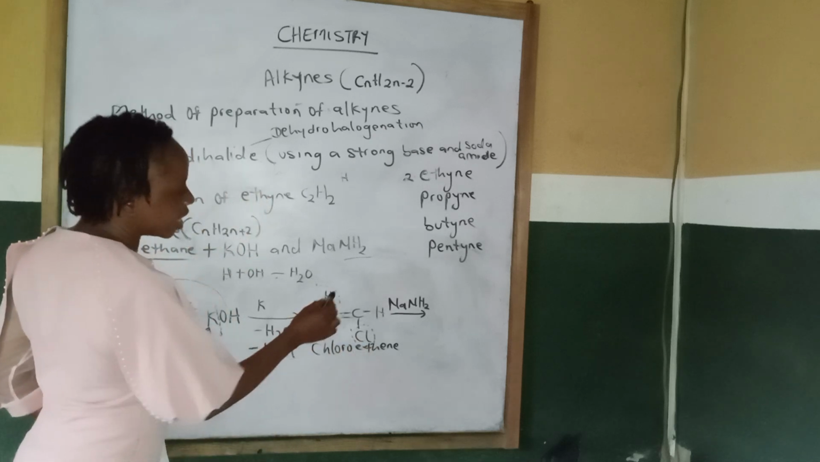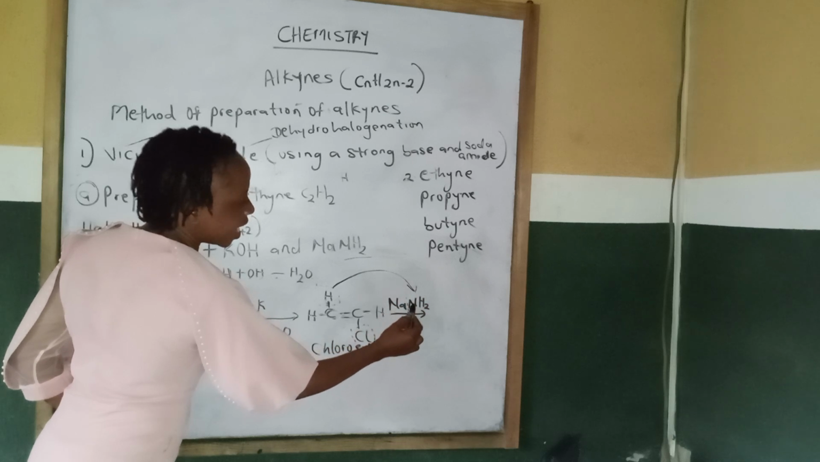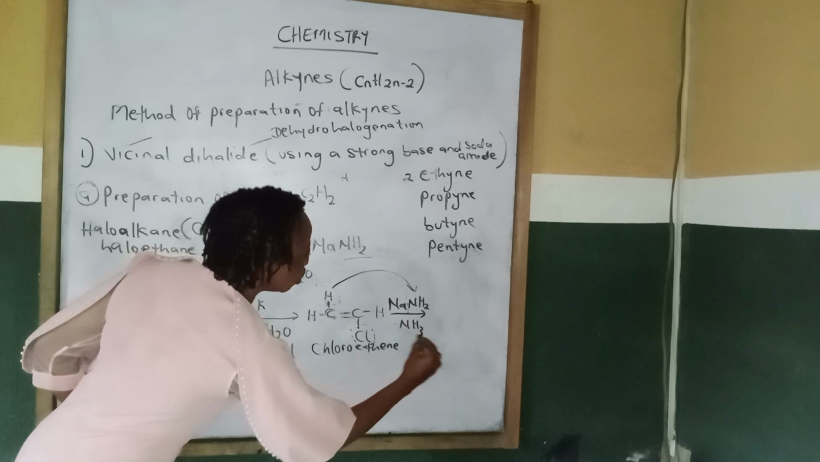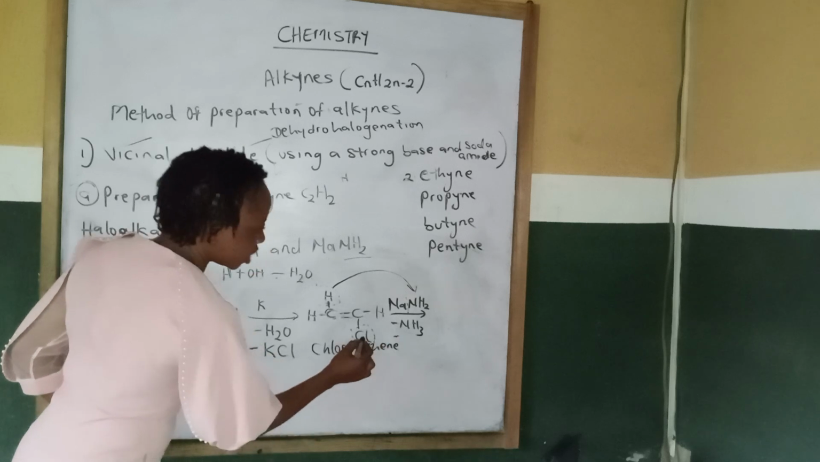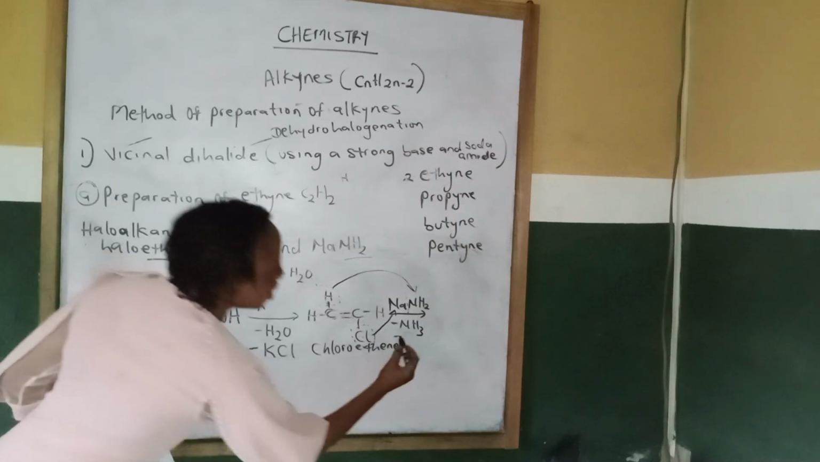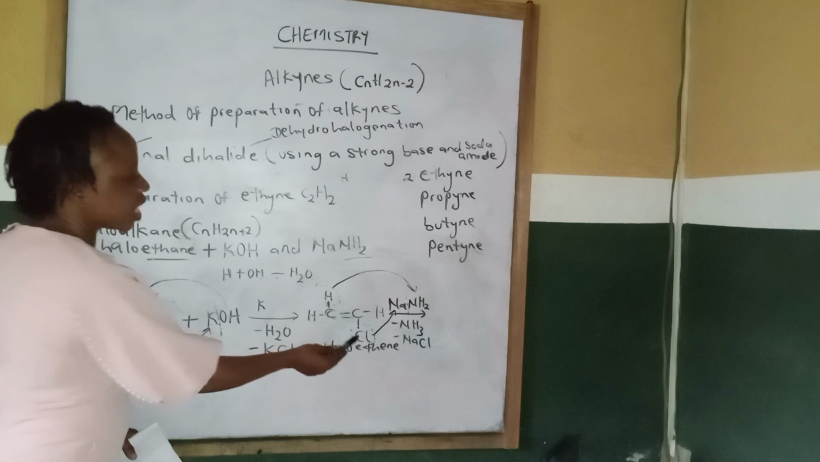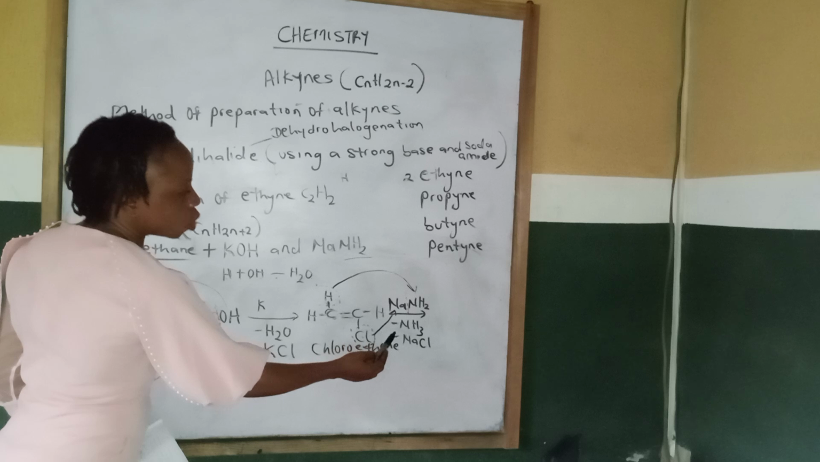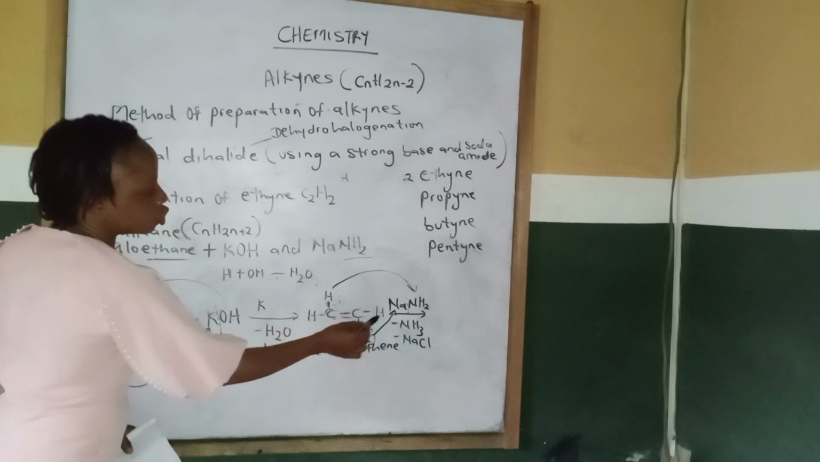So remove hydrogen here. Then you remove chlorine here. So when you remove hydrogen here, this hydrogen will combine with NH2, with amine, to give us NH3. Then chlorine will react with Na to give us NaCl. So we have removed hydrogen and chlorine, and hydrogen has combined with NH2 to give us ammonia. Then chlorine combined with sodium to give us sodium chloride.